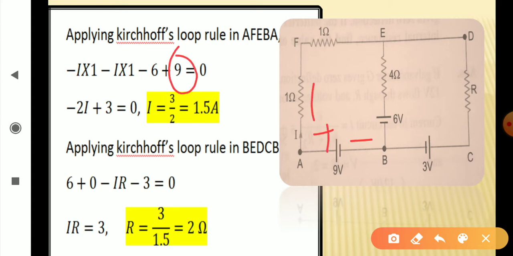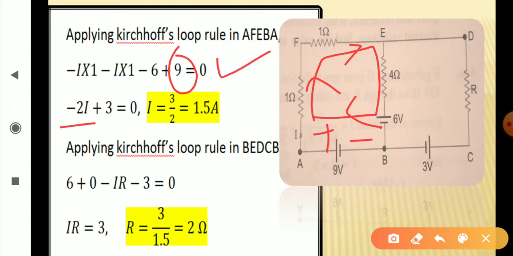So in this way, when we take this full round clockwise, we get this equation, right? Now simplifying it, you get minus 2I plus 3 is equal to 0, or I is equal to 1.5 ampere. So current in the circuit is 1.5 ampere. Okay, and now we will apply Kirchhoff's rule in BEDCB.